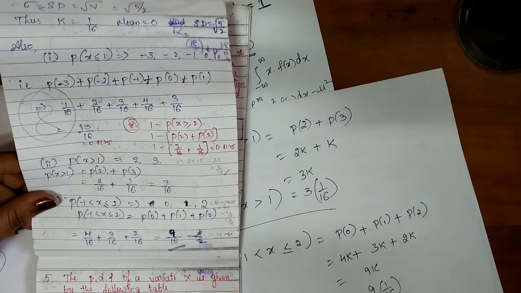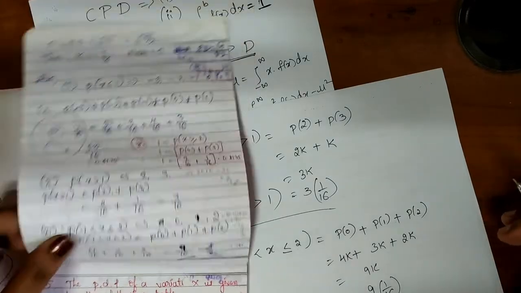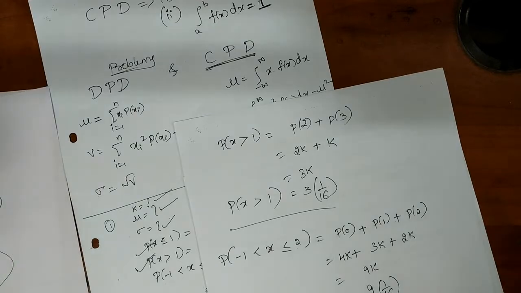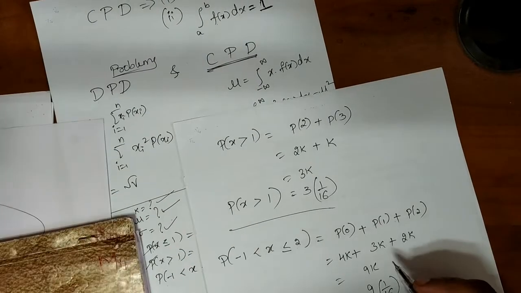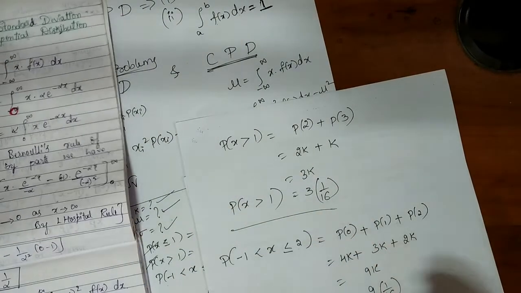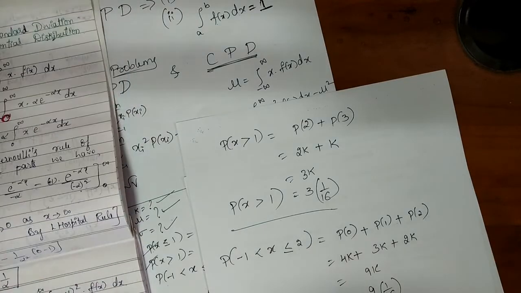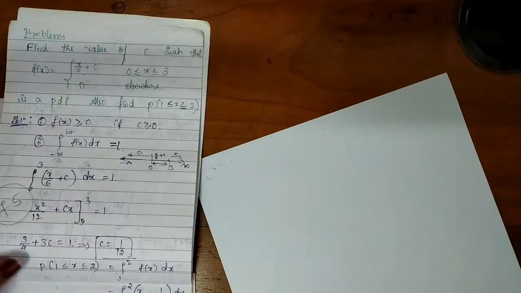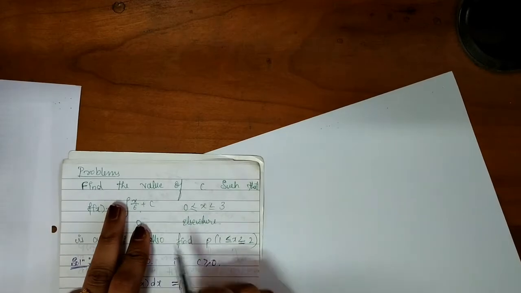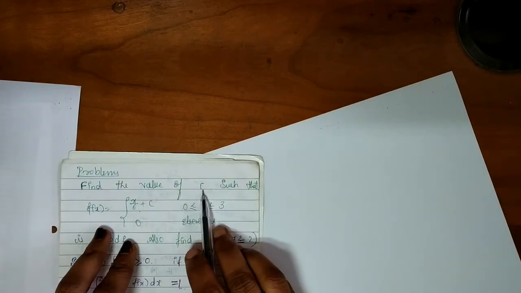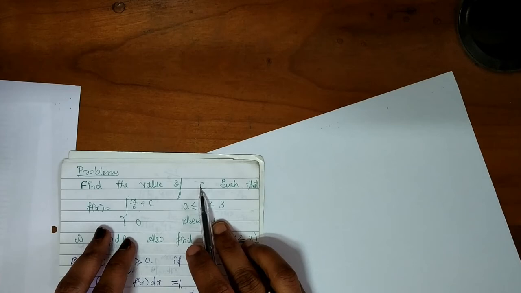Now we'll see one problem under continuous probability distribution so that we can understand well. We have solved the problem under discrete probability distribution; in the same way, we are going to solve the problem in continuous probability distribution also. This is the problem I have. Find the value of c such that, here they have given the constant in terms of c. In the earlier problem, they have given the constant in terms of k. Here we have to find the constant c.